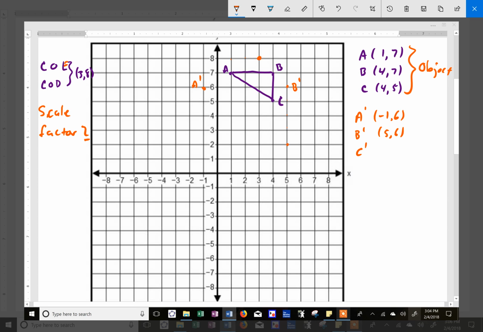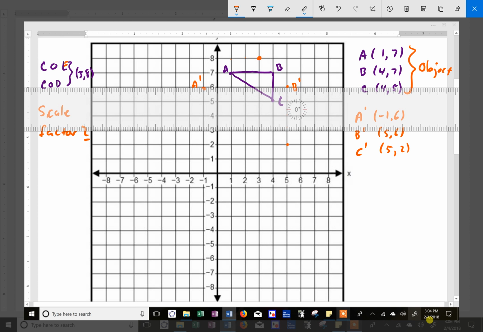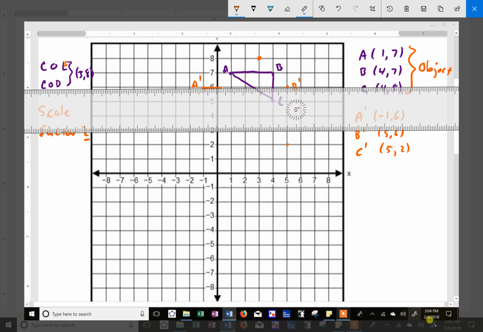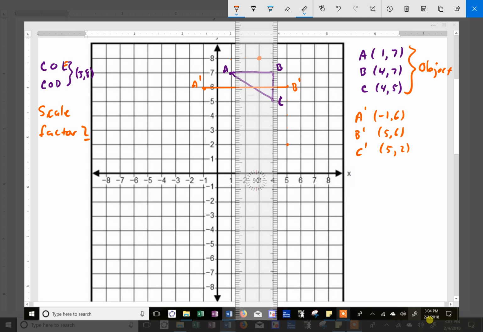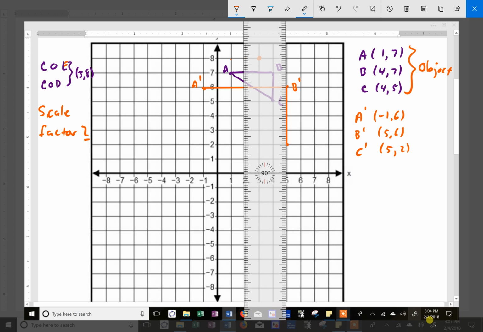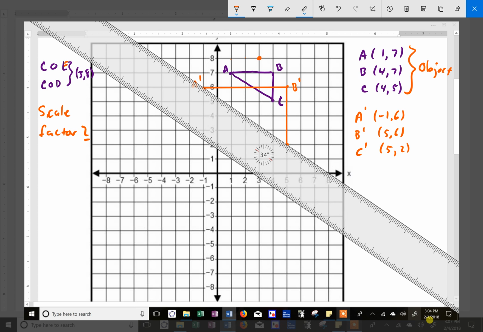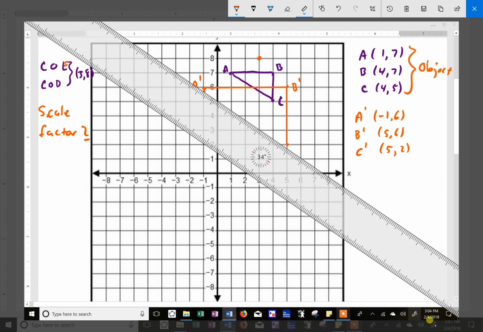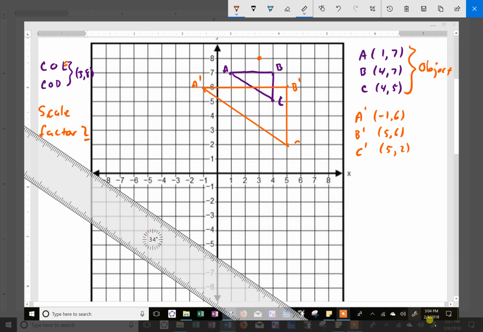I shouldn't say the same, but that's my enlargement. So let's say now I'm at 5, 2, and if I get my ruler, I'm going to draw my line here. And let's see, here we go. Alright, and this is C prime.